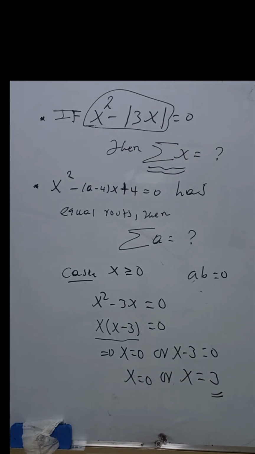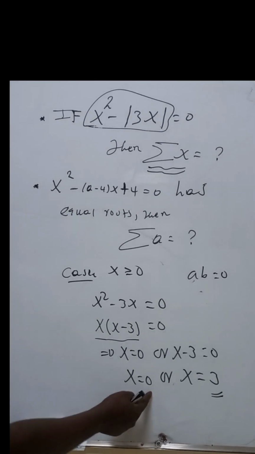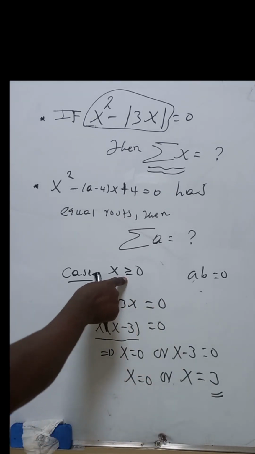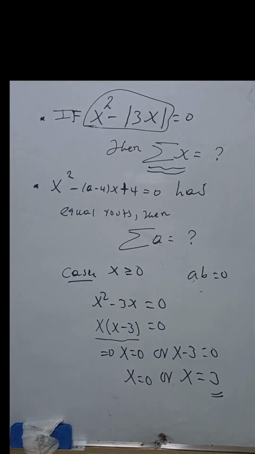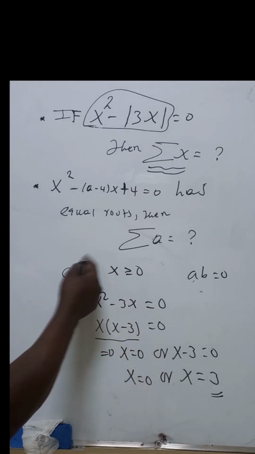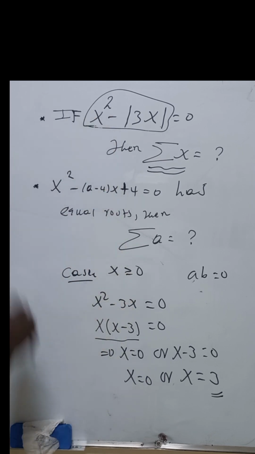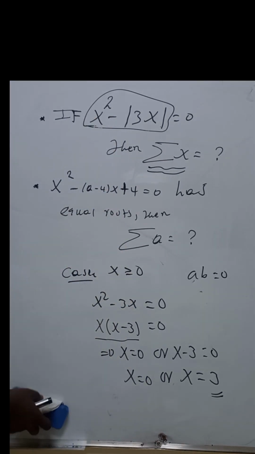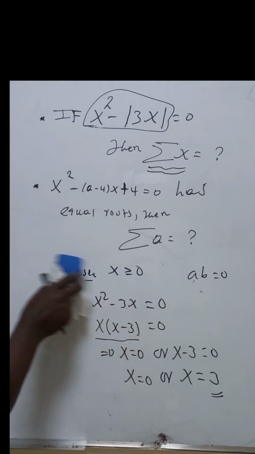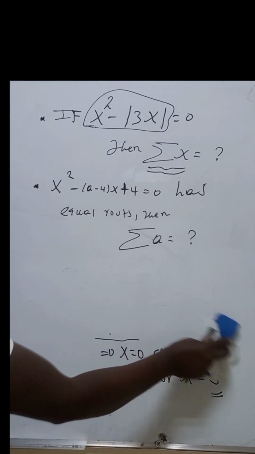That means, since this one and this one are found in the domain, this can be one part of the solution. Therefore, 0 and 3 are the solutions of this one in the case of the domain greater than 0. Now, let's do the second case.